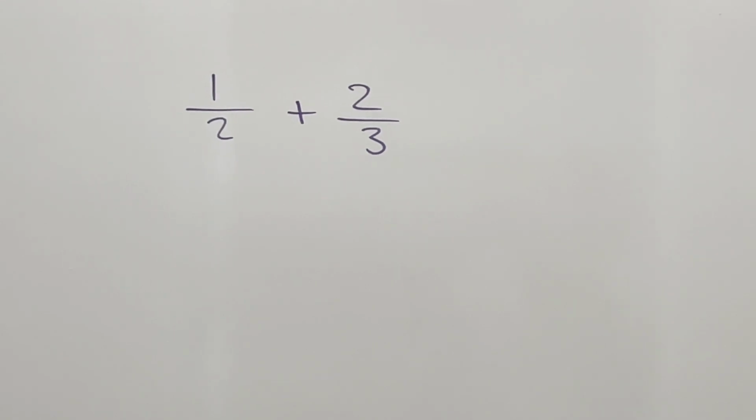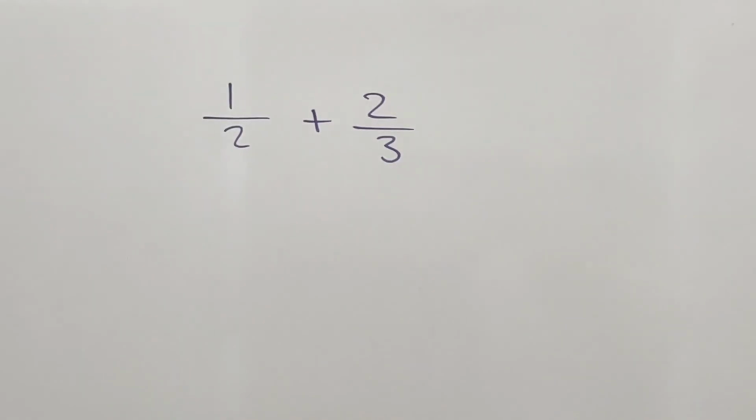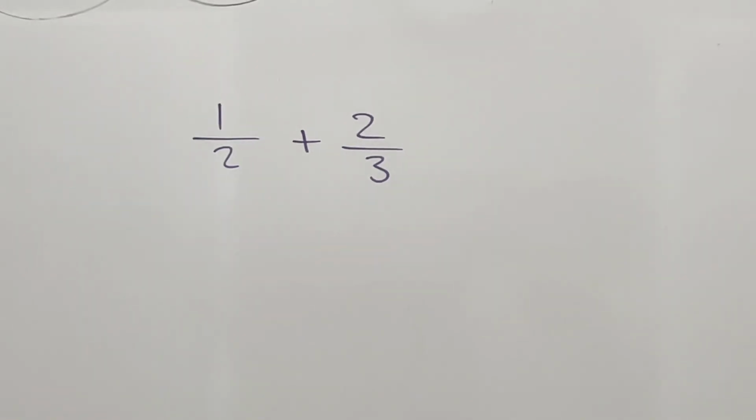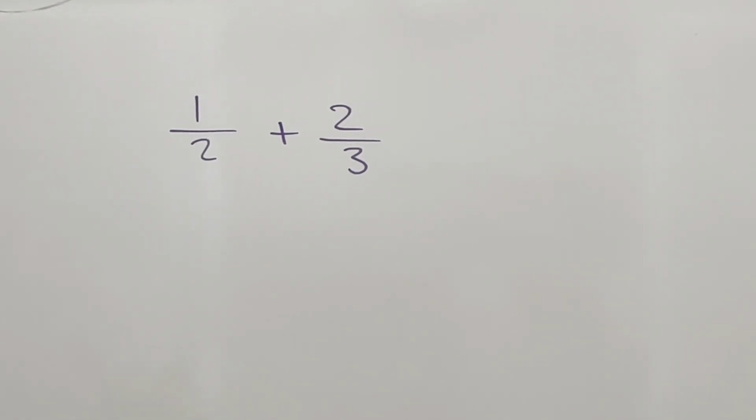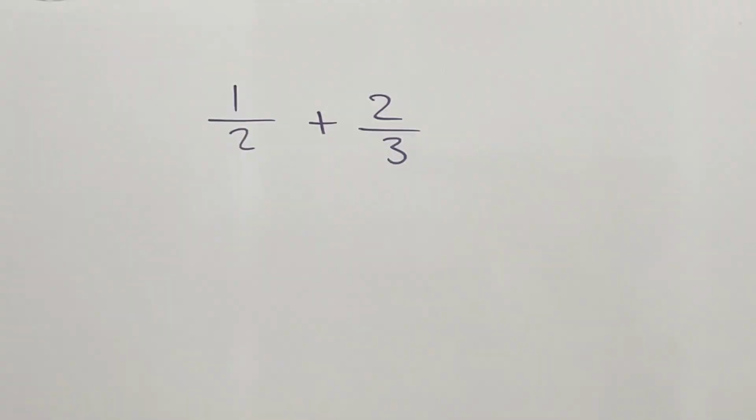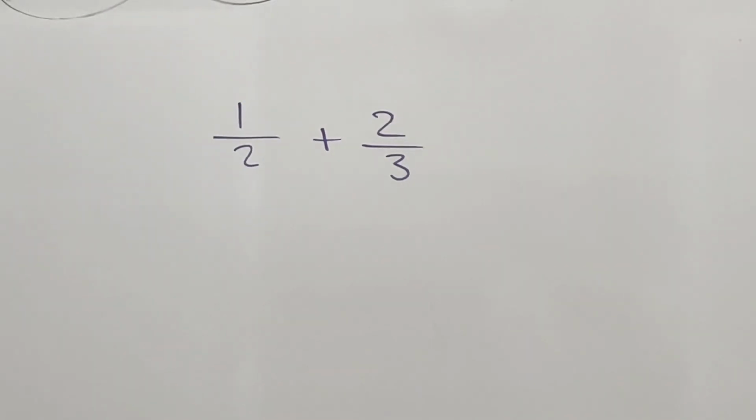So we just need to think of numbers that we can multiply top and bottom of each of these fractions by to get the same number on the denominator of both fractions. That might not make much sense, but let me show you. We have a 2 and a 3 right here. We want to get these to the same number somehow.